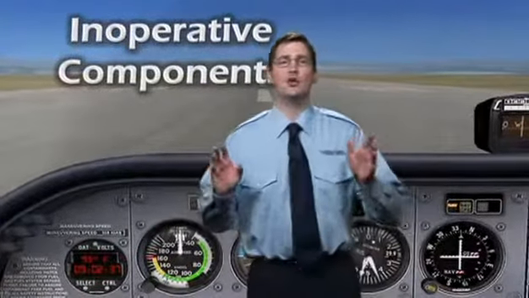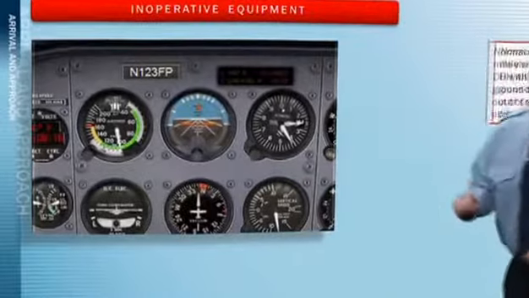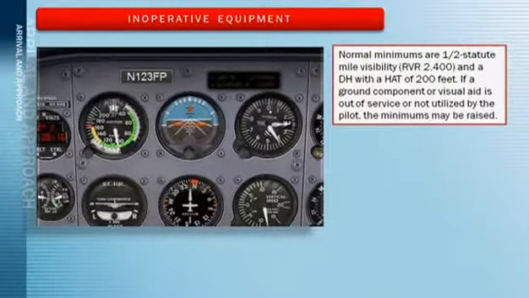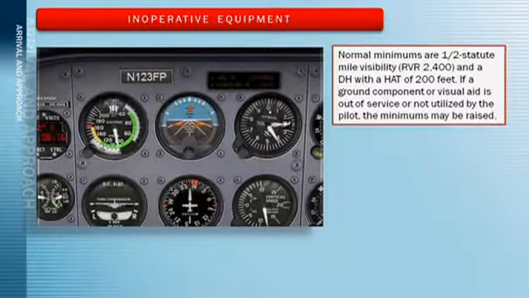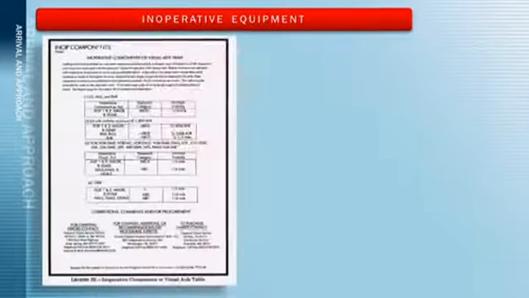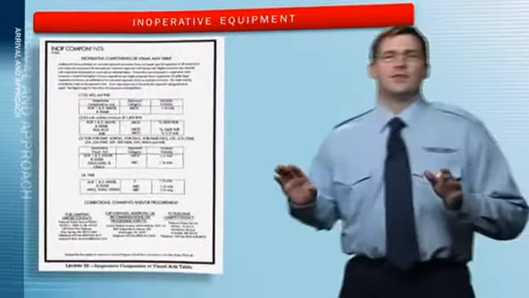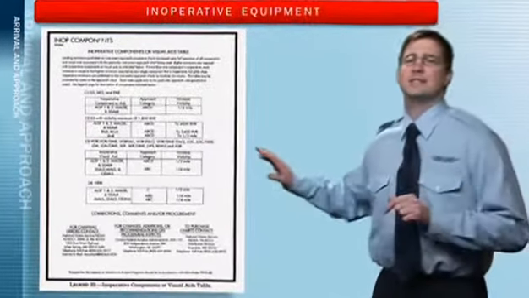And what do we need to know about inoperative components? Well, normal approach minimums with all ground equipment in operation are as published on the approach charts. However, if a ground component or visual aid is out of service or not used by the pilot, the minimums may be raised. Now, if more than one component is inoperative, the larger of any two minimum adjustments is applied.